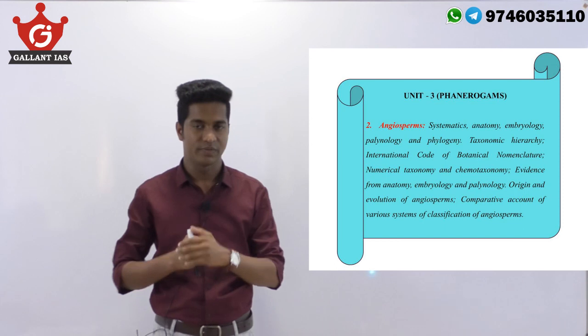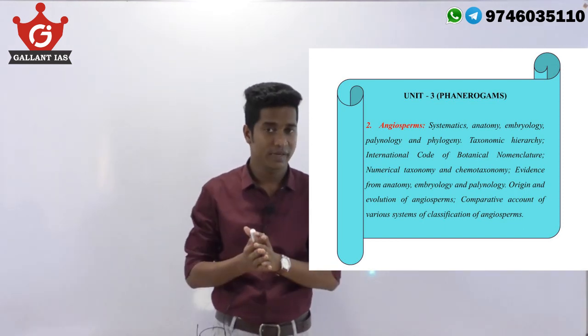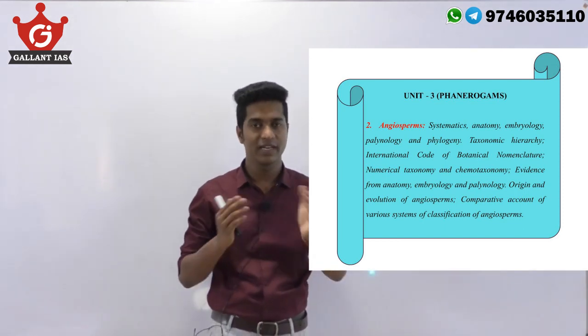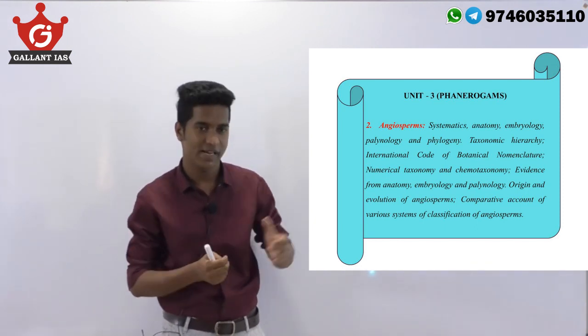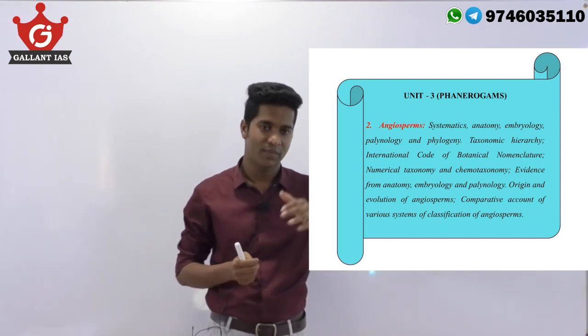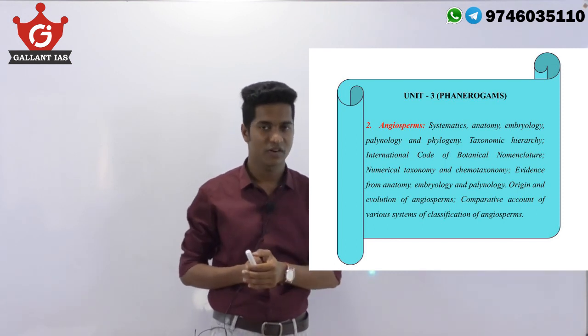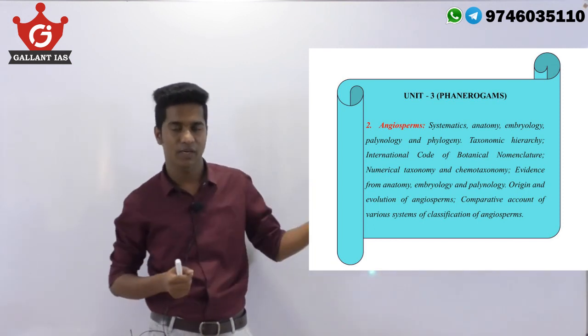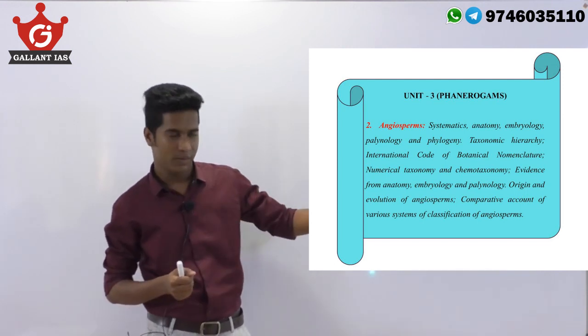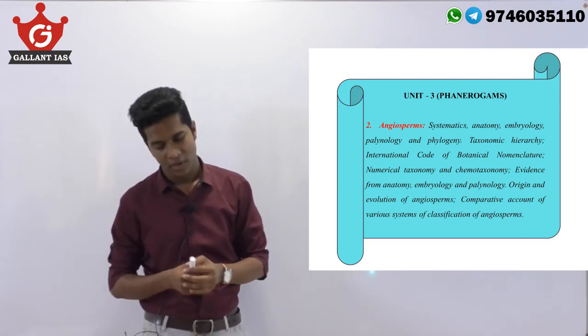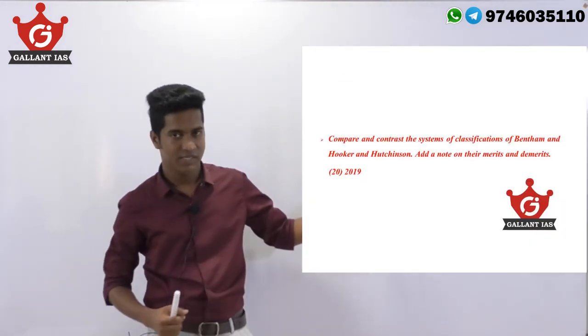The next is angiosperm systematics. Angiosperm systematics means here we are strictly dealing with classification, that means the Bentham and Hooker classification. Every year UPSC asks about one of these classification systems, either Bentham and Hooker, or the Hutchinson model of classification, or the Engler and Prantl model of classification. So you have to know the different classification systems prevailing now. And look at the question from 2019.